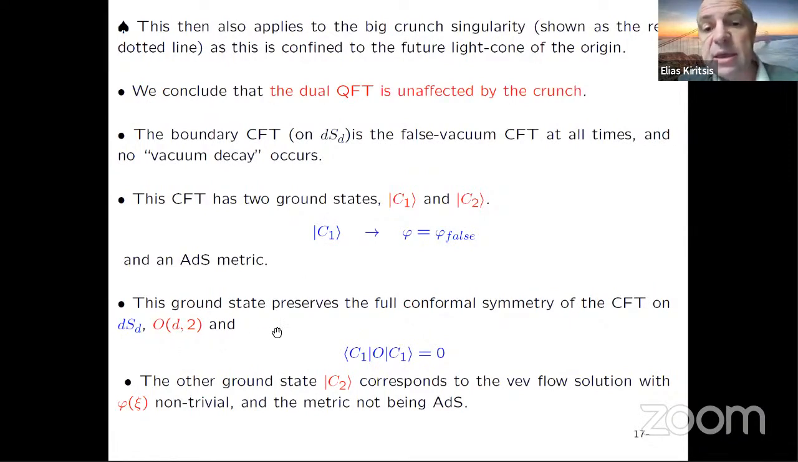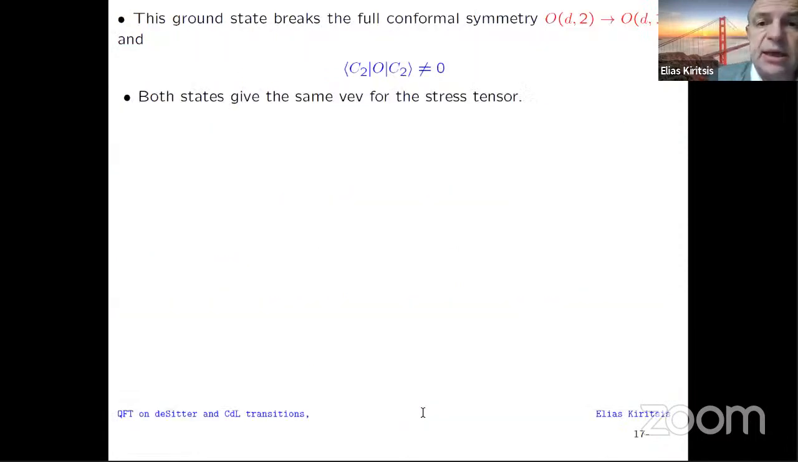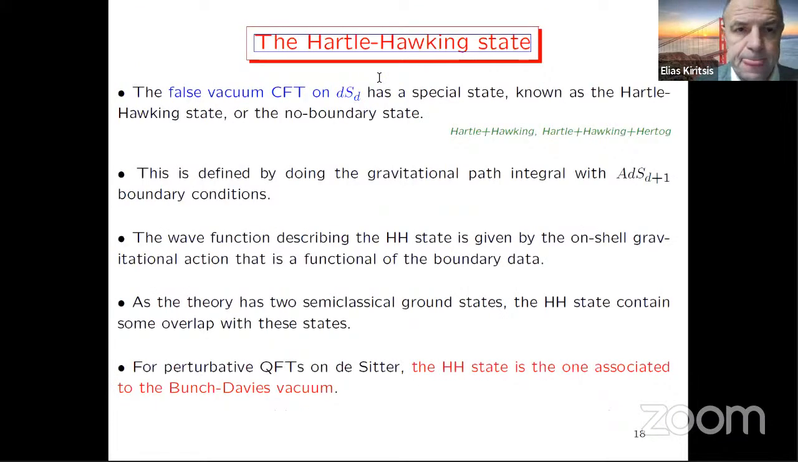And this ground state, as I mentioned, preserves the full conformal symmetry of the CFT, which is O(d,2). And the vacuum expectation value in this ground state of the scalar operator is 0. And the other ground state corresponds to the wave flow solution, which corresponds to the instanton. Phi is non-trivial. The metric is not AdS. And in this case, the conformal symmetry is broken. And the vacuum expectation value in this state of the scalar operator is non-zero. However, one can calculate that both states give the same value for the stress tensor.